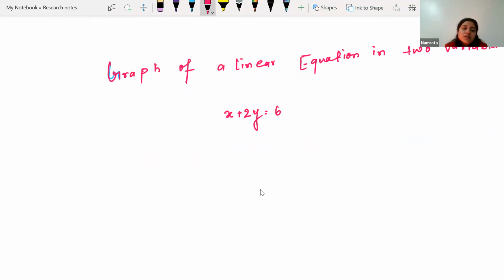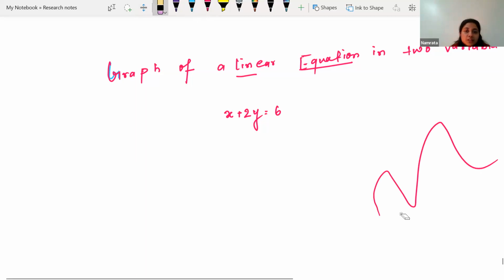Since, as you can see, the name is linear equation, the graph will also be a straight line. That's why the name is linear equation over here. The name of this equation is linear equation because once we plot the graph, we will end up getting a straight line, not a curve like this. That's why this type of equation is called linear equation.